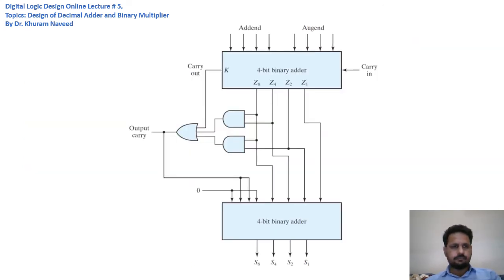A drawing of a decimal adder is given here, that is taken from your book. So this is the end of the first part of this lecture. In the next part, we will design logical circuitry for binary multiplication.